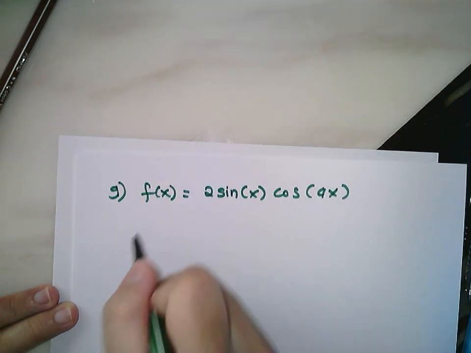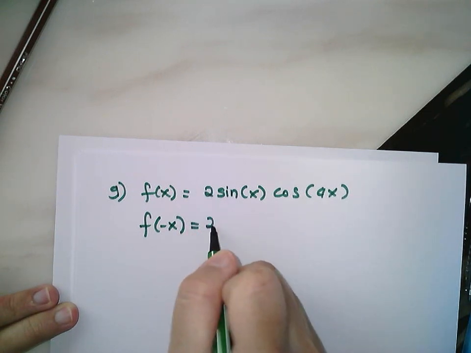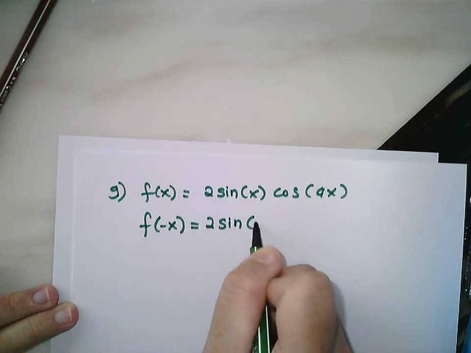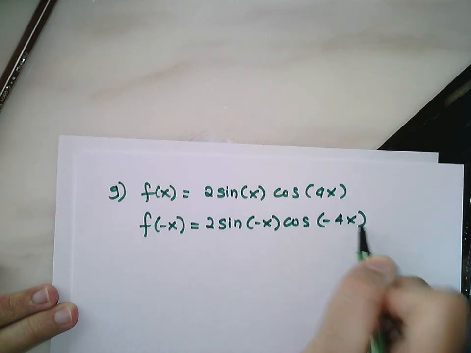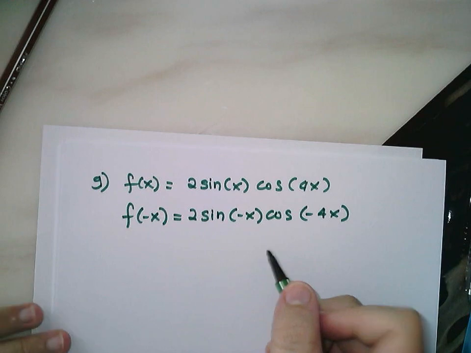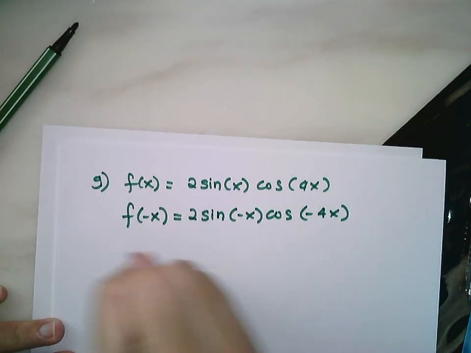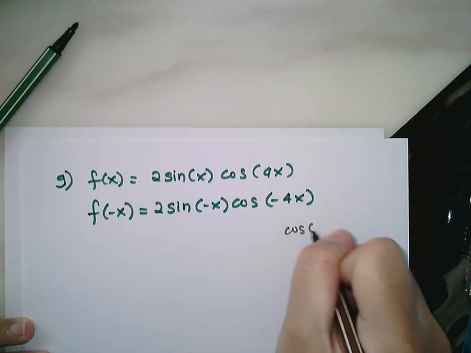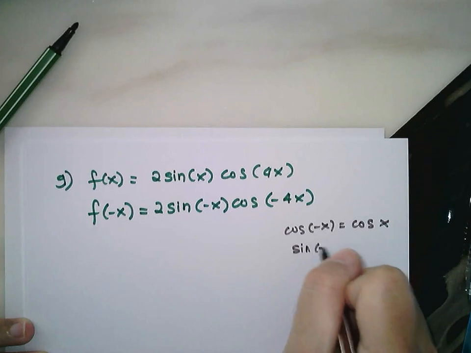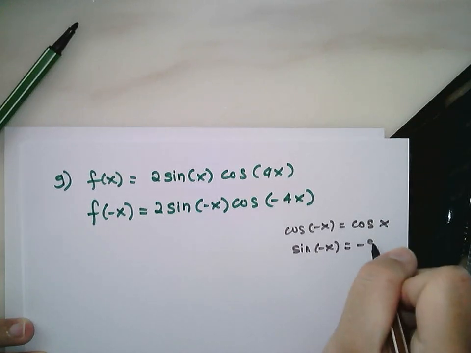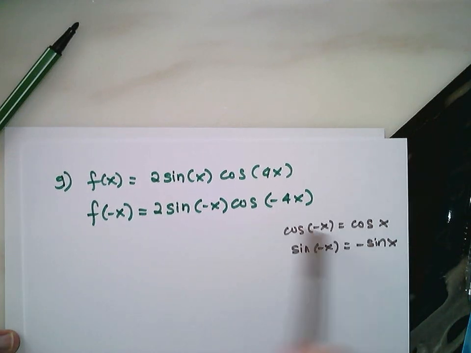So get your f of negative x. This one is equal to 2 sine of negative x cos negative 4x. Remember, you need to remember that cos of negative x is equal to cos x, and sine of negative x is equal to negative sine x, because you need to apply this here.